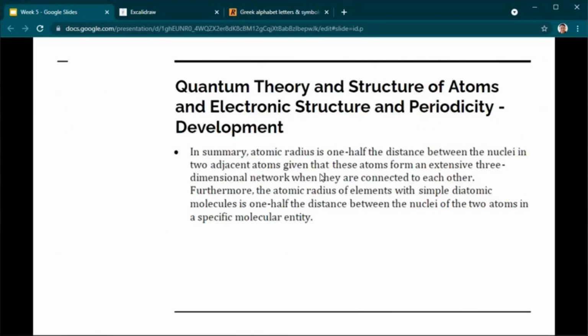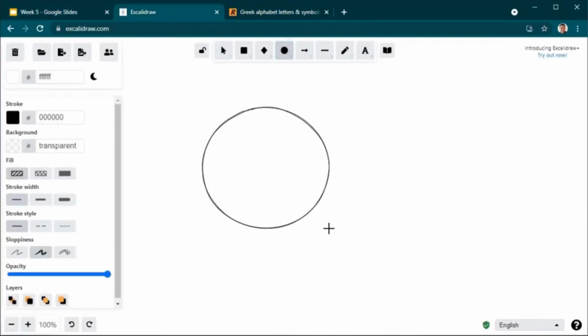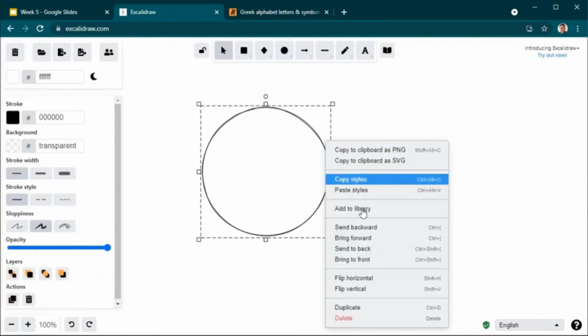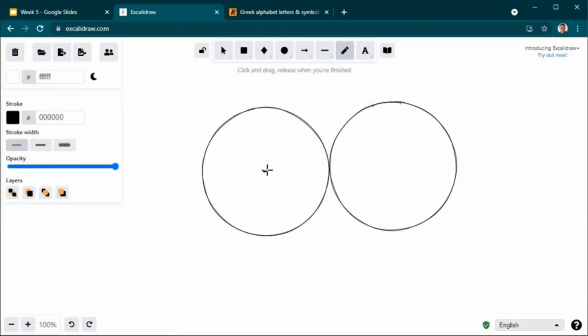In summary, atomic radius is one half the distance between the nuclei of two adjacent atoms. If you're still curious about this one, what it's trying to say is that when we have two atoms beside each other, this will be the nucleus, and this will be the nucleus. Of course, they will have a distance between these two nuclei, and one half of that is the radius.